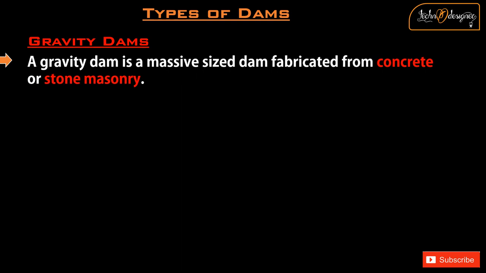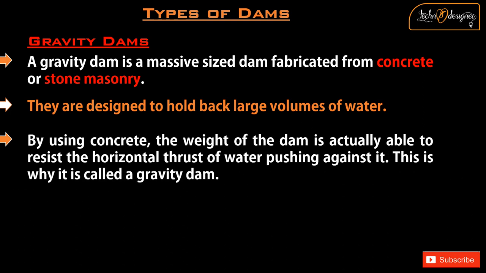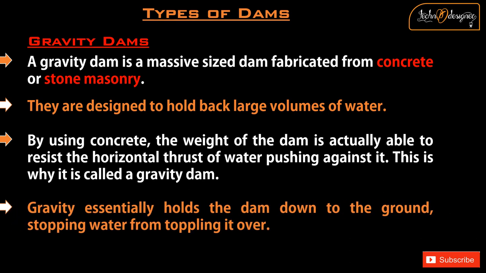Types of dams. Gravity dams. A gravity dam is a massive dam fabricated from concrete or stone masonry. They are designed to hold back large volumes of water. By using concrete, the weight of the dam is actually able to resist the horizontal thrust of water pushing against it. This is why it is called a gravity dam. Gravity essentially holds the dam down to the ground, stopping water from toppling it over.